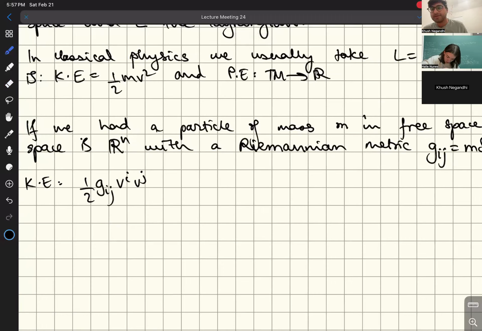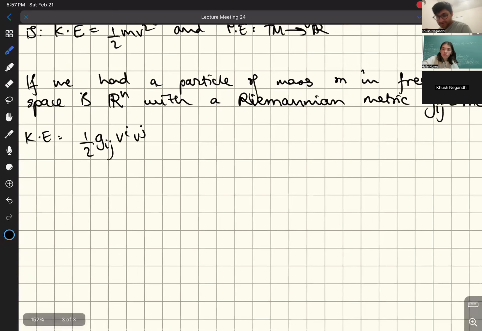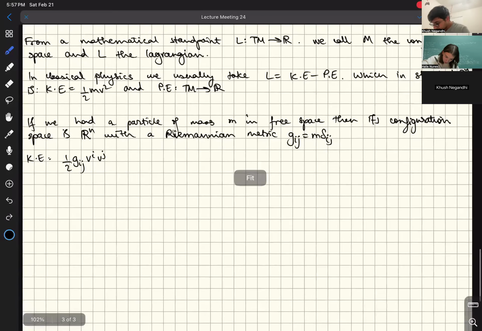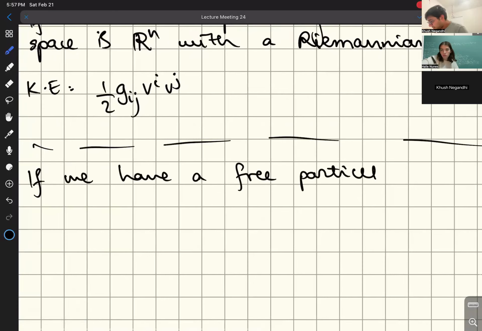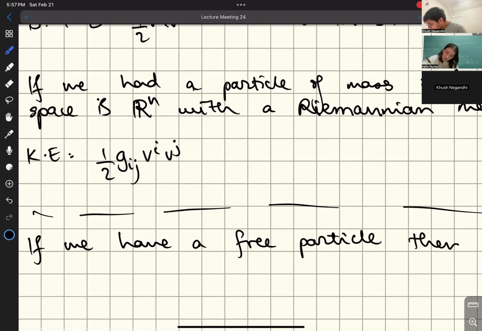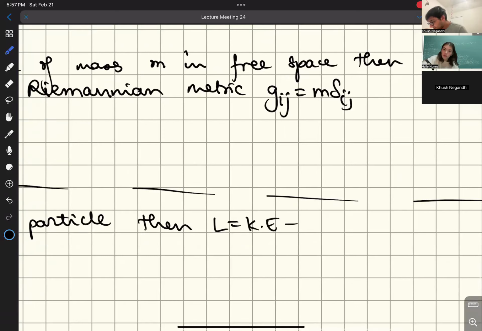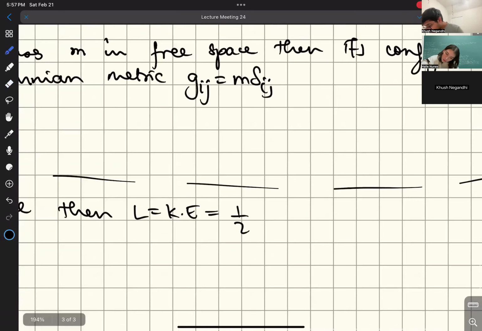But okay, with this, let's now define some Lagrangians and see if things actually make sense. If we have a free particle, then its Lagrangian is just its kinetic energy, which is 1/2 Gij vi vj, or written more explicitly, it's 1/2 Gij x dot i x dot j.